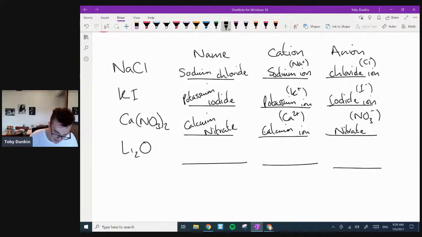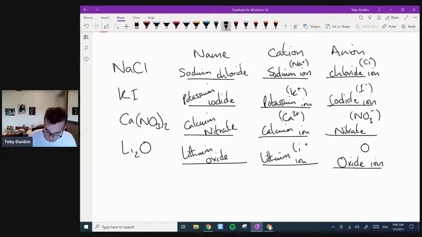Next one, name lithium oxide. We realized the metal never changes its name, but the anion does. The cation is the lithium ion, which is Li+. And then the oxide ion being the anion of O2-, which we get from the periodic table.